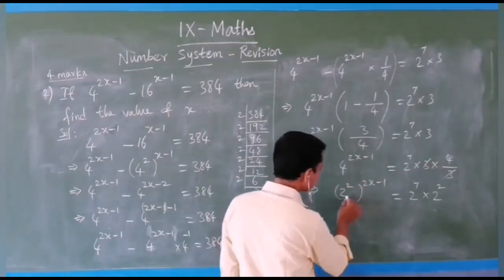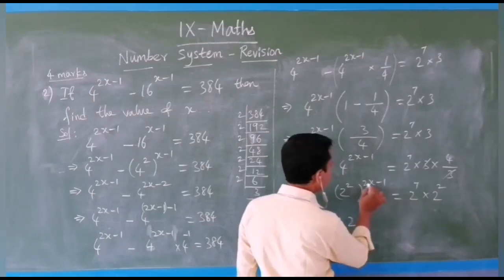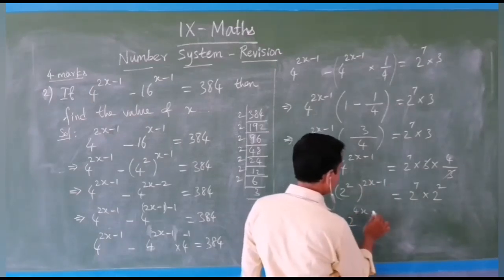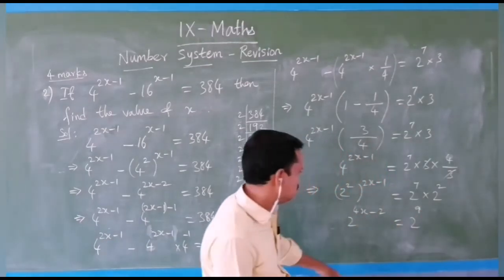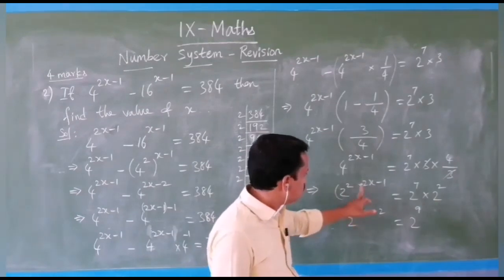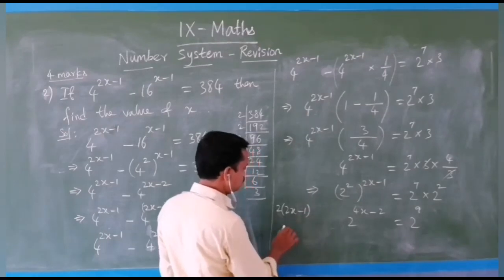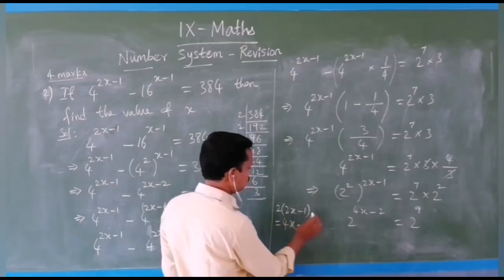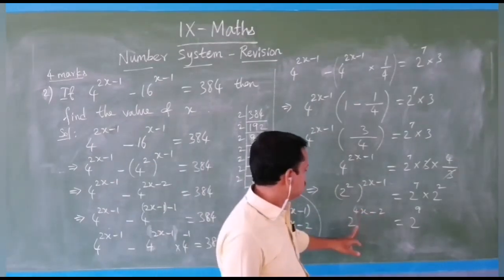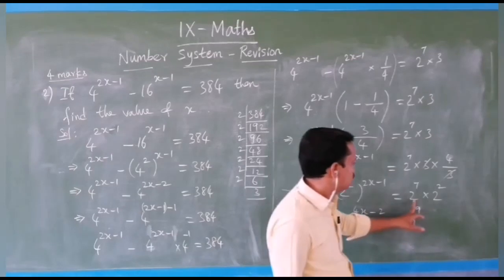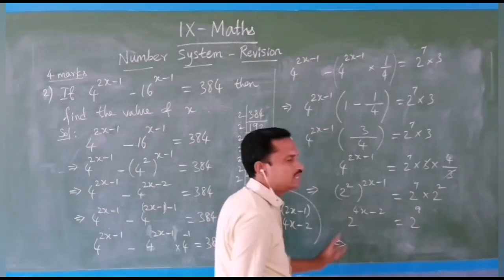And now you see the power to power, so power into power. So 2 to the power 2 into 2x minus 1. So 4x minus 2 is equal to 2 to the power 9. So you see here power into power, 2 into 2x minus 1. What we get? 2 into 2x is 4x, minus 2 into 1 is 2. Okay. So by applying this, it becomes 2 power 4x minus 2, and here 2 to the power 7 plus 2, that is 9.